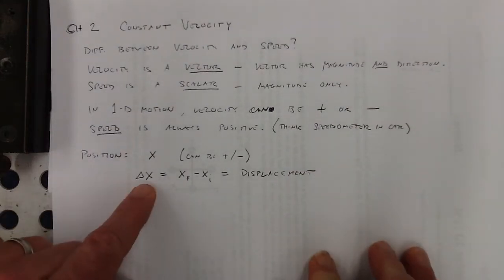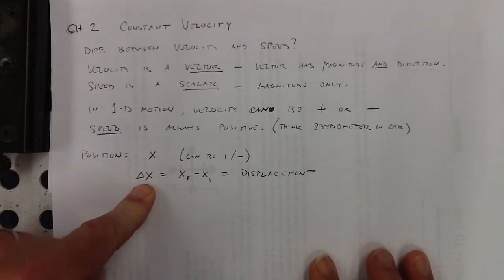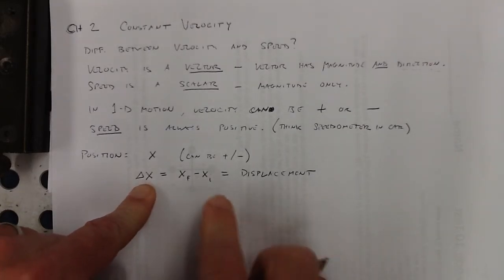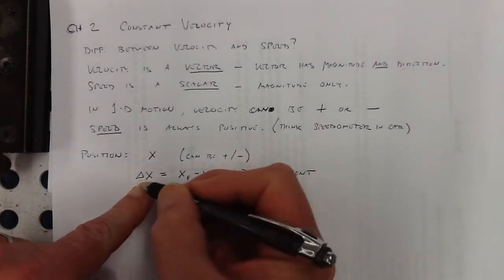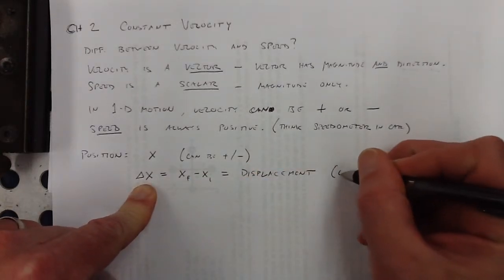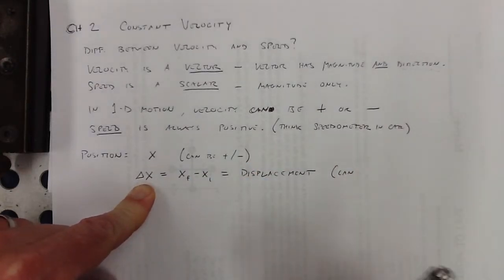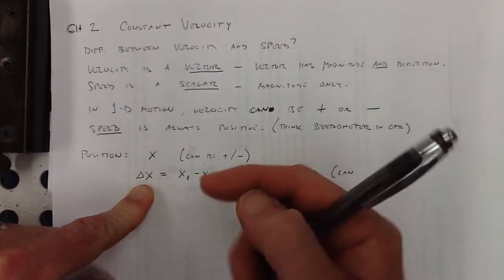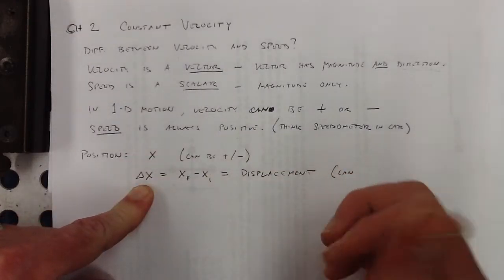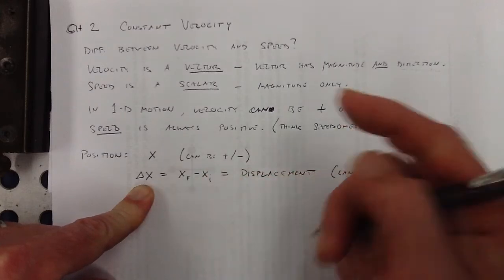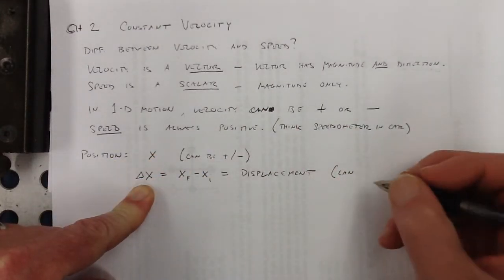Intuitively, it's a measurement of how far you are away from where you started. Can it be negative? Sure. If your displacement's negative, it means you're more to the, if we're just saying left is negative and right is positive, then a negative displacement would mean you are more to the left than where you started.